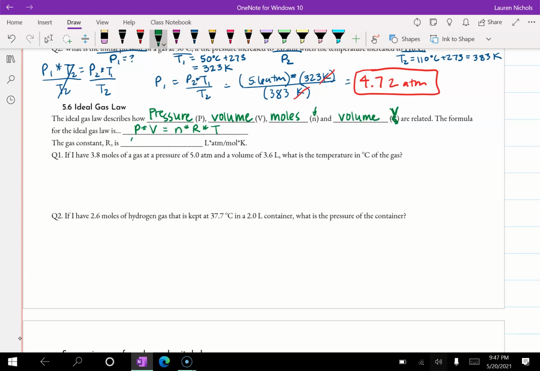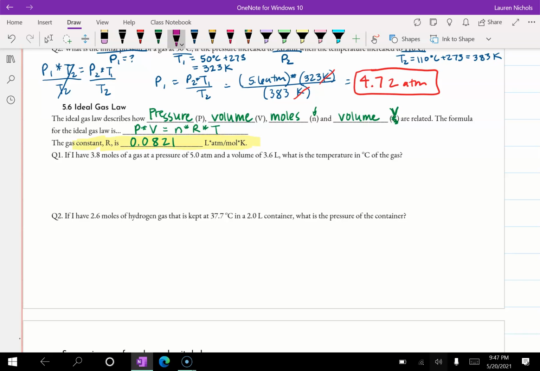R is a gas constant. It's 0.0821 liters times atmospheres over moles per Kelvin. This is something you are expected to just know. It is always the same. That's why we call it a constant. It's the same for every problem.